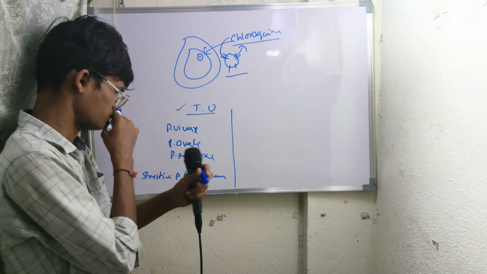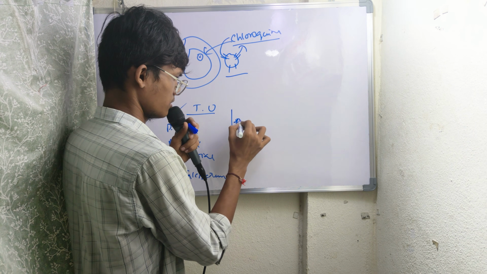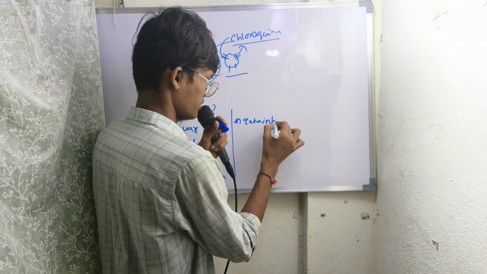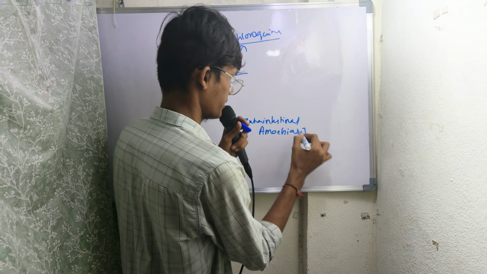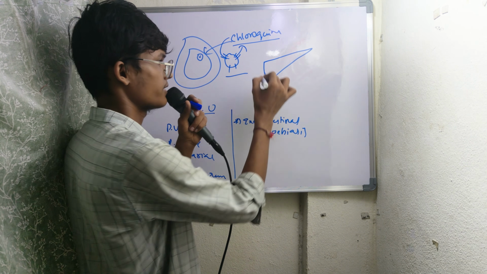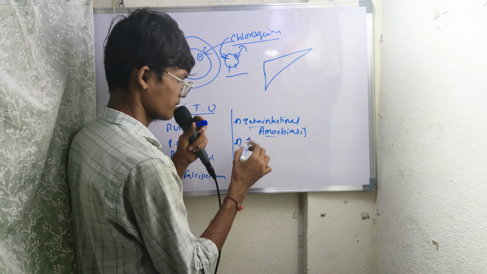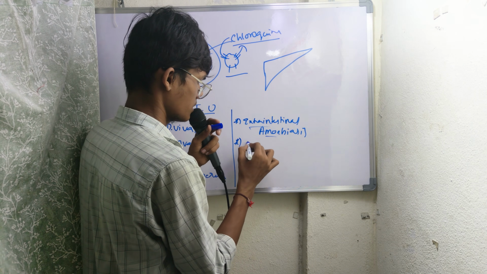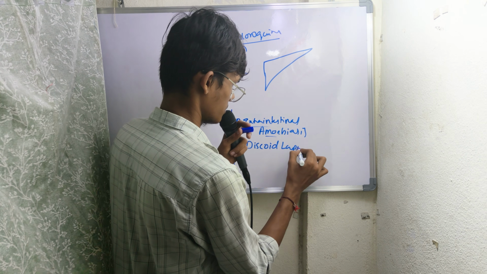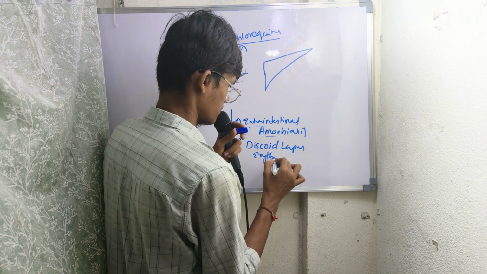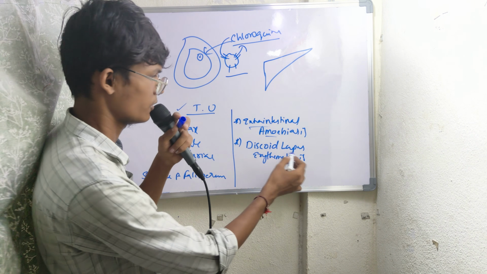And then we have extraintestinal amoebiasis. Why? This drug goes and accumulates and concentrates in the liver, so it can also be used in extraintestinal amoebiasis, and it can also be used in discoid lupus erythematosus. What is this discoid lupus erythematosus?